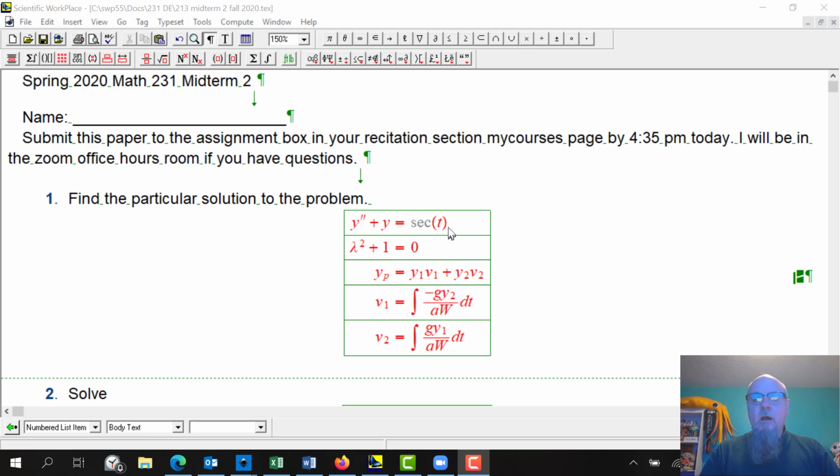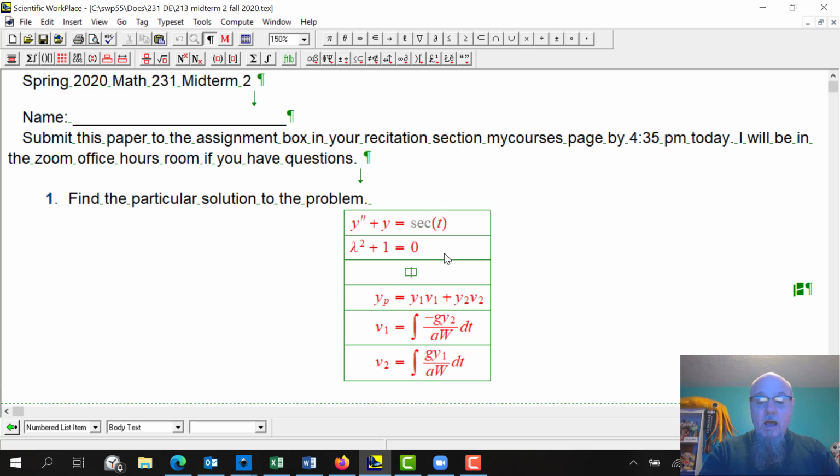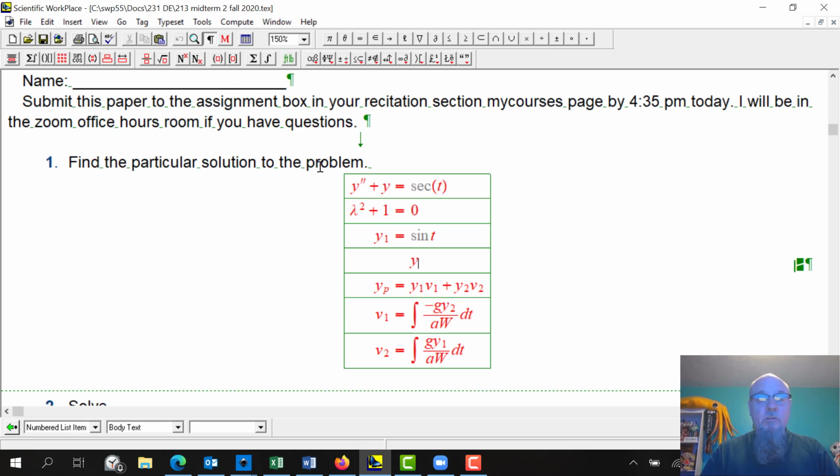So we got to get our particular solution. We're doing variation of parameters. So our particular solution is y1 v1 plus y2 v2, where the v1 and v2s are given by those formulas. In order to fill in those formulas, I need y1 and I need y2. So the auxiliary equation, lambda squared plus 1 equals 0, is giving me lambda equals plus or minus i. So our two solutions then are going to be y1 is sine of t, and y2 is going to be cos of t.